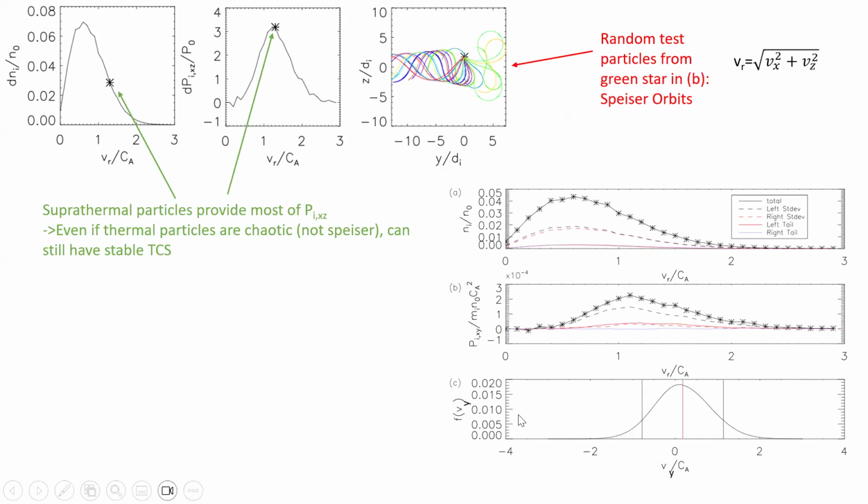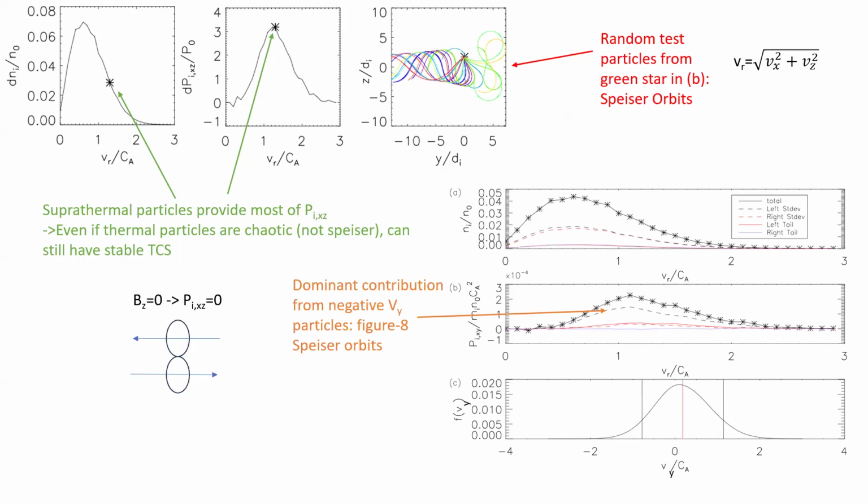So instead of doing that, if we integrate separately over these four regions of Vy, your two tails, and then within a standard deviation of the mean, we can come up with these analogous plots. This one shows the contribution to the density, and it's all pretty much as you expect. But the off-diagonal pressure component is dominated by this portion of the distribution. And it turns out that these ions are the figure-of-8 Speiser orbits.